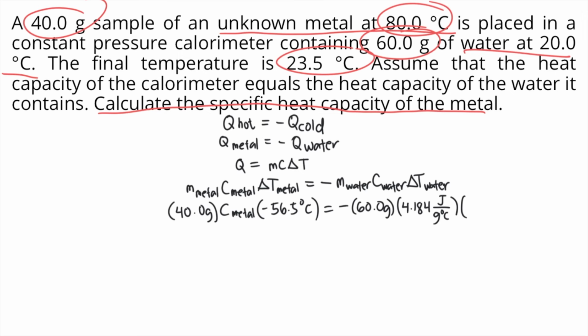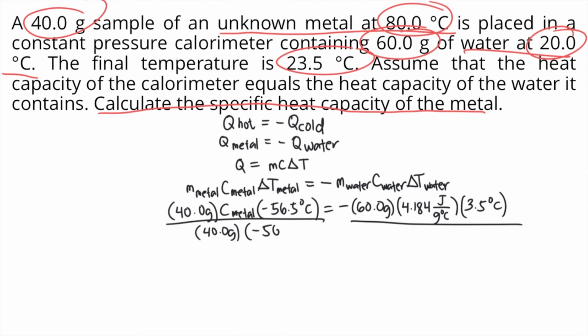Times the change in temperature. Again, it's final temperature minus initial temperature. The final temperature according to the problem is 23.5 degrees Celsius minus the initial temperature of water, which is 20 degrees Celsius. So 23.5 minus 20, the change in temperature for water is 3.5 degrees Celsius. To solve for the C of metal, all you have to do is divide both sides of the equation by 40 grams times negative 56.5 degrees Celsius.